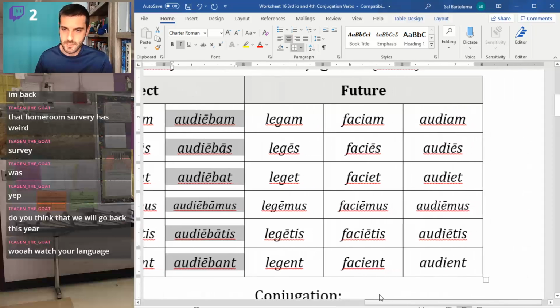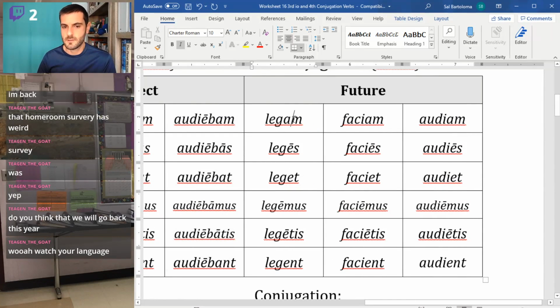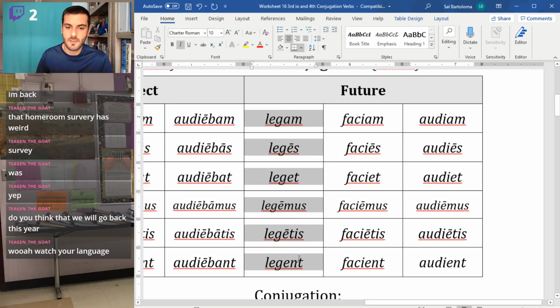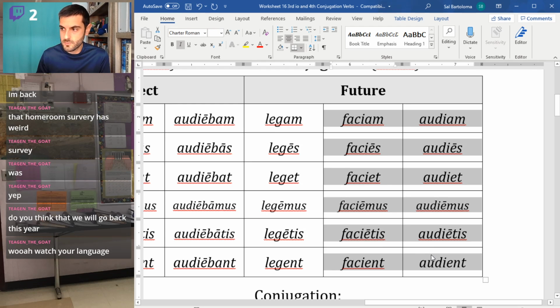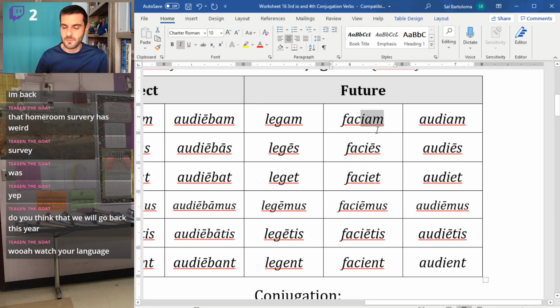And future, not a bo, bi, bu in sight, right? We don't use bo, bi, bu. We use am, es, et, emus, etis, ent. And because none of these forms have an i, we need to add one for all of the third io and fourth. So instead of a, we get iam. Faciam, facies, faciet, faciemus, facietis, facient. And the same for audiam, audies, audiet, audiemus, audietis, audient.